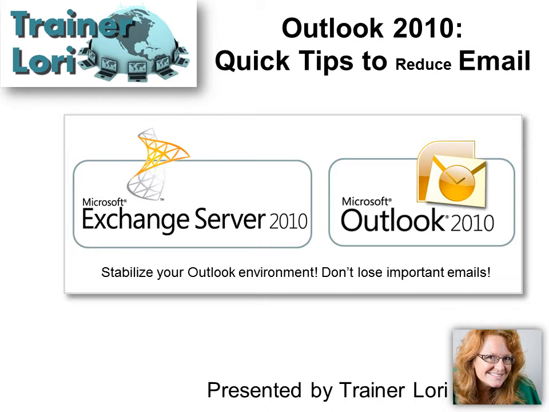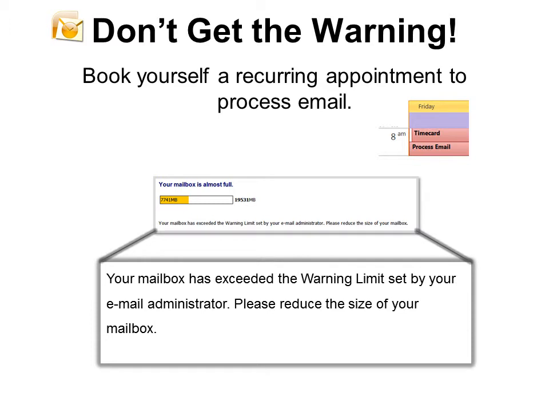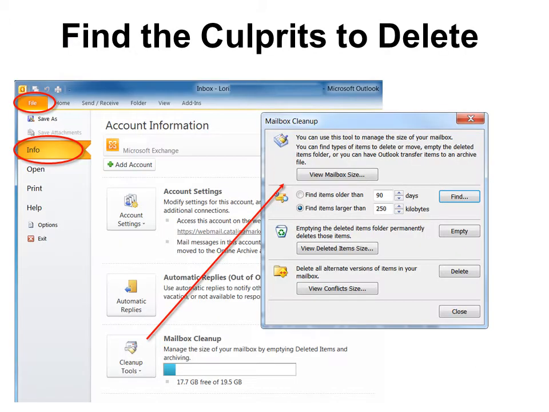My name is TrainerLori. Don't get the warning. If you find that you're getting these nastygrams saying that your mailbox has exceeded the warning limit set by your email administrator, it's time to start processing it. And I recommend that you do it on a regular basis, say once a week. For example, after I do my time card on Friday, I always set aside time to process email as well.